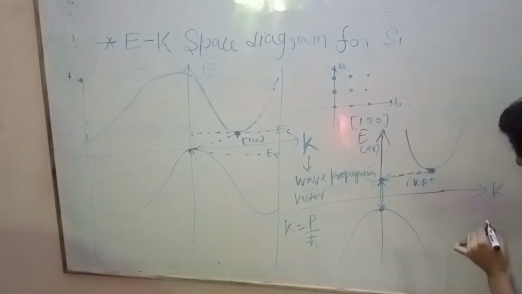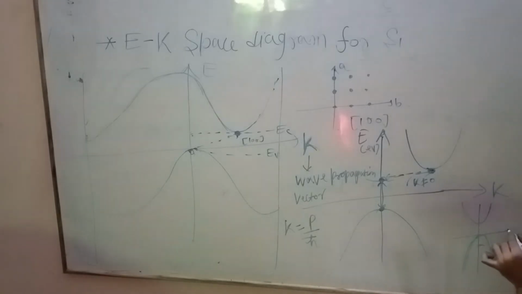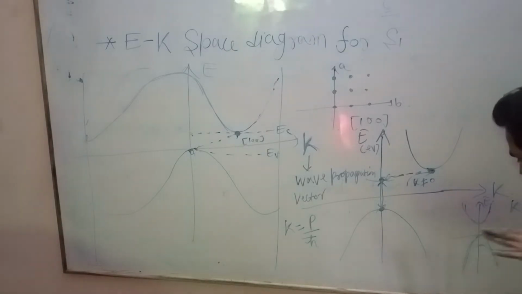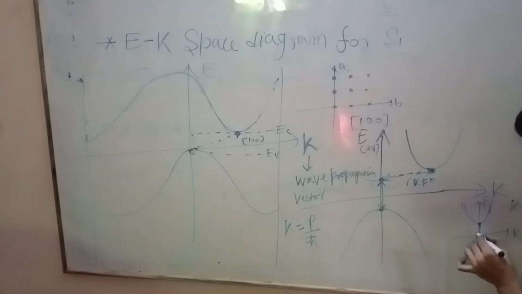So when it comes here in direct contact, this is my K and this is my E. Now see here, momentum is not conserved, meaning K is not equal to 0. So the energy is also not conserved. It has to move some distance, and for that it should consume some energy during this transition of the electron.